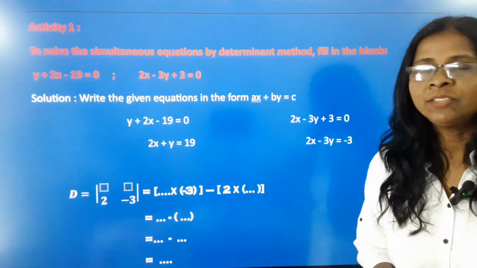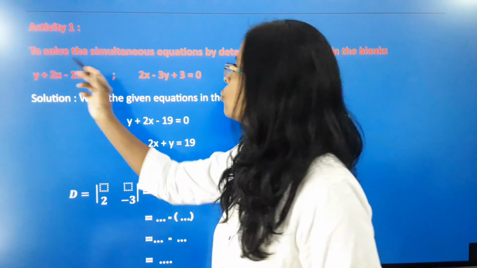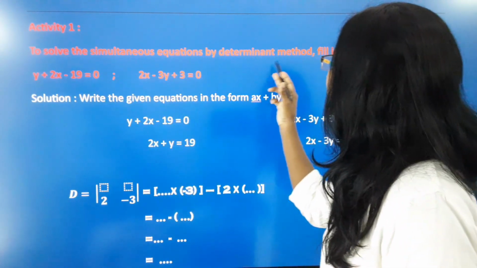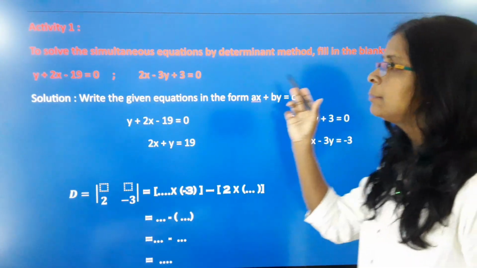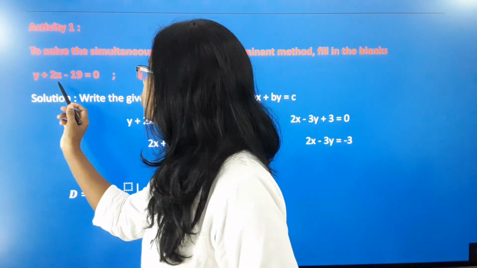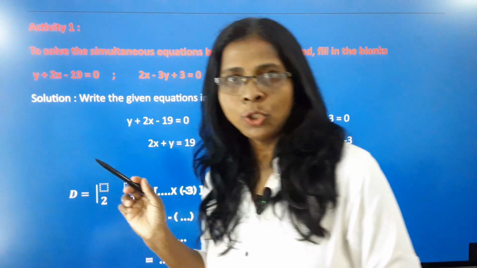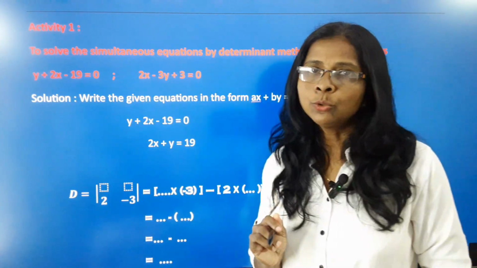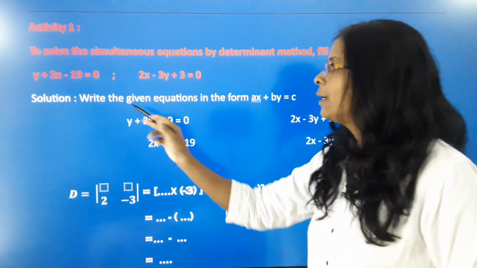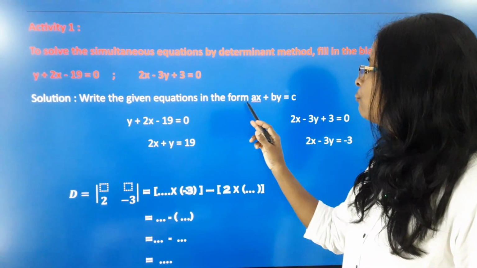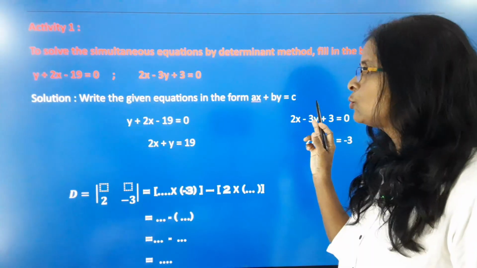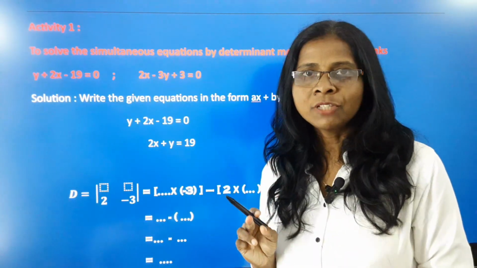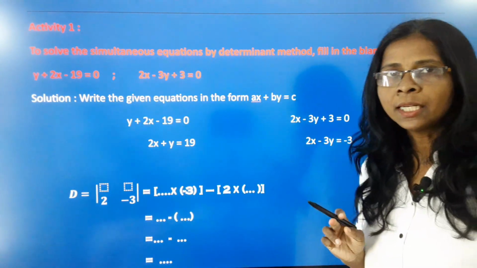Students, see the activity first. To solve the simultaneous equations by the determinant method, fill in the blanks. y plus 2x minus 19 is equal to 0, 2x minus 3y plus 3 is equal to 0. Then write the given equations in the form ax plus by is equal to c, which is our first step to solve the simultaneous equations.